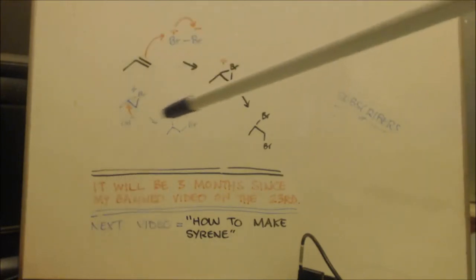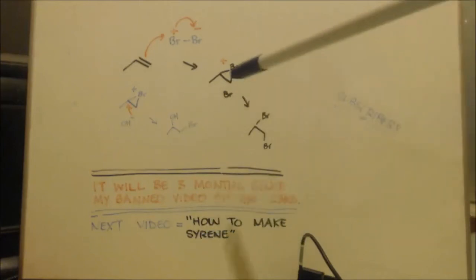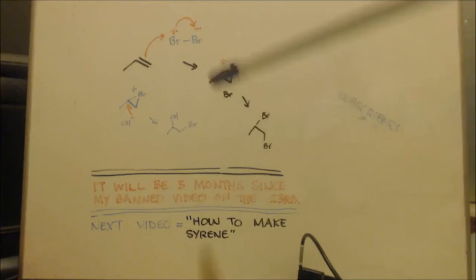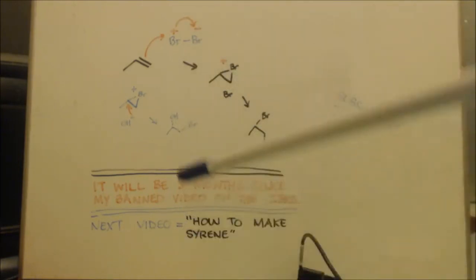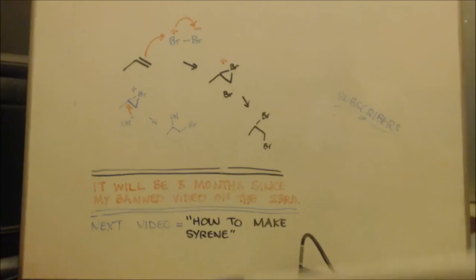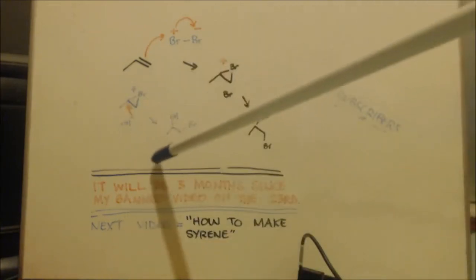Now, OH negative is a better nucleophile than Br negative. So if you've got a choice, see, this one you didn't have a choice. You only had bromine. You had no water. Here you have a choice. You've got a better nucleophile. Okay, and a nucleophile is just something negative that's looking for something positive.